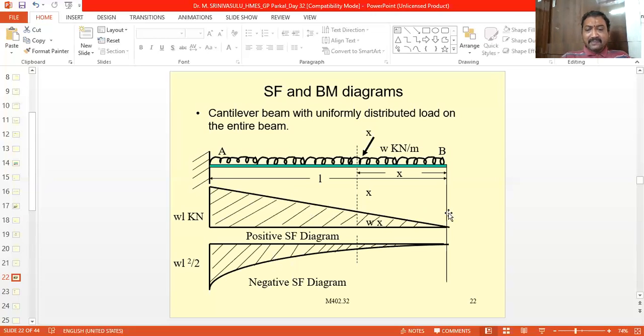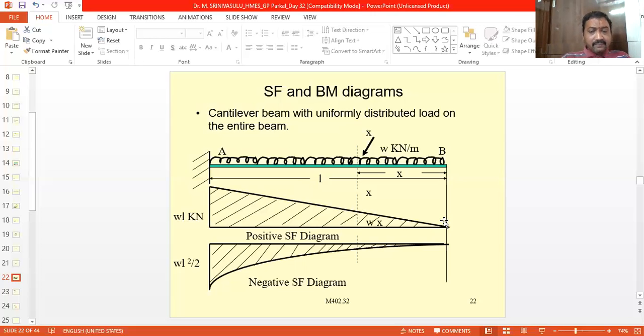Now we have to join these points with an inclined line. So this is a triangular shape. A triangular area is the shear force diagram for the given cantilever beam with UDL.